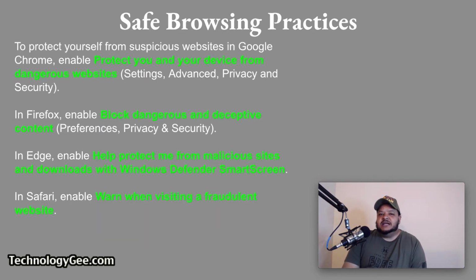Now, to protect yourself from suspicious websites in Google Chrome, you would enable "Protect you and your device from dangerous websites," which you will find in the settings, advanced, privacy and security section. In Firefox, you would enable "Block dangerous and deceptive content," found by hitting the preferences button, privacy and security. In Microsoft Edge, you would enable "Help protect me from malicious sites and downloads with Windows Defender SmartScreen." And in Safari, you would enable "Warn when visiting a fraudulent website."